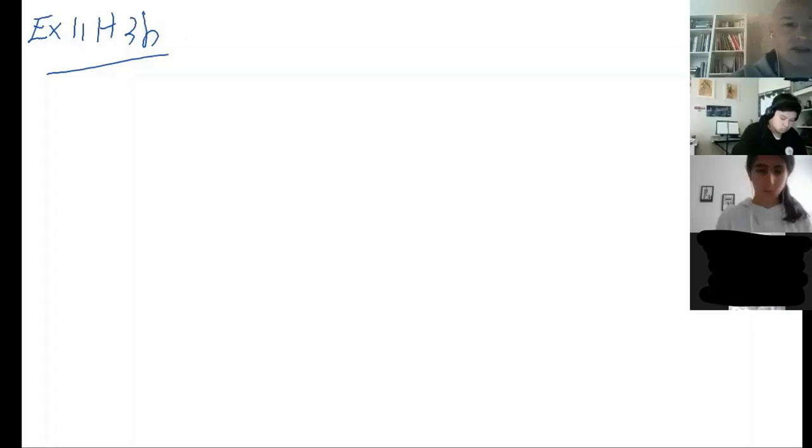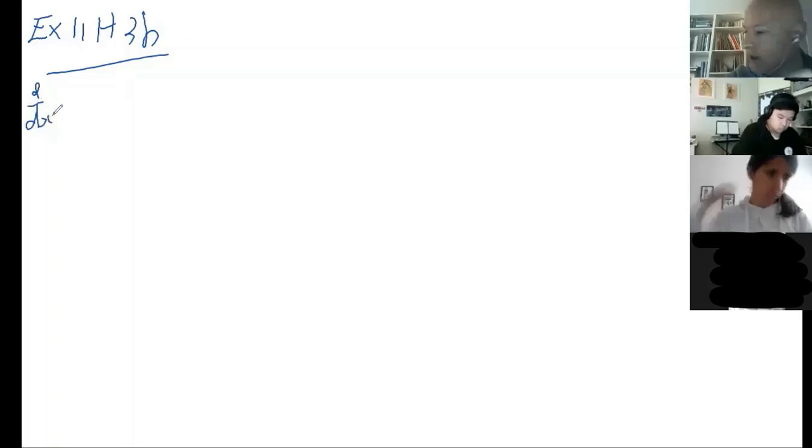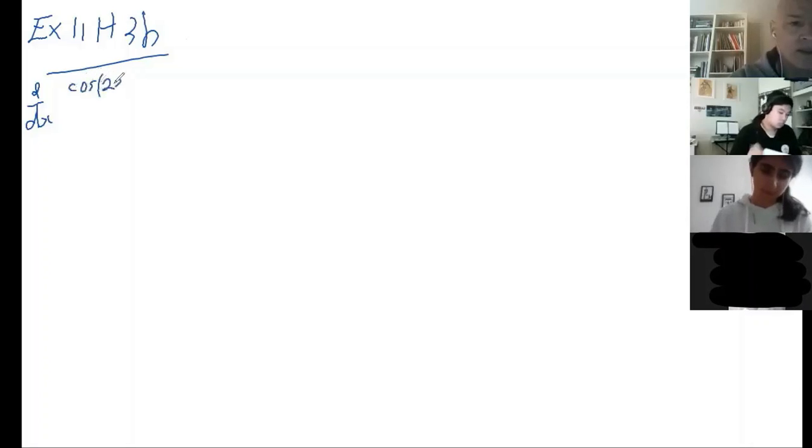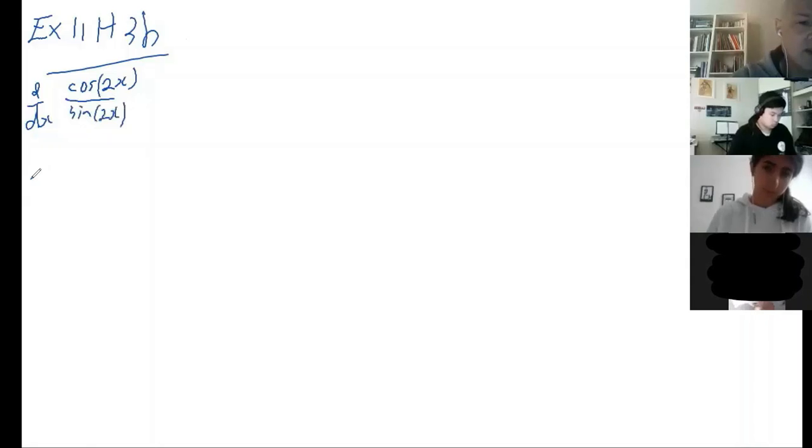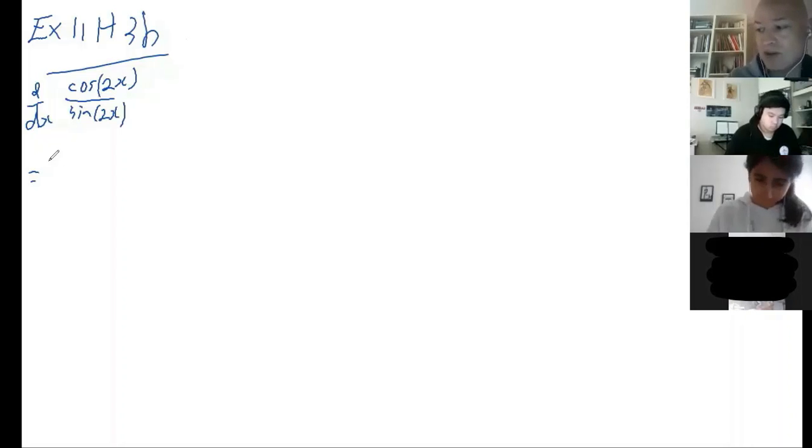Okay, so it first tells us to differentiate this. So I'm going to write d/dx, and the question is cos 2x divided by sin 2x. When I differentiate this one, remember we can use the quotient rule here, and that's what I'm going to use. I'm just not going to write it down, but really it's (v u' minus u v') divided by v squared.